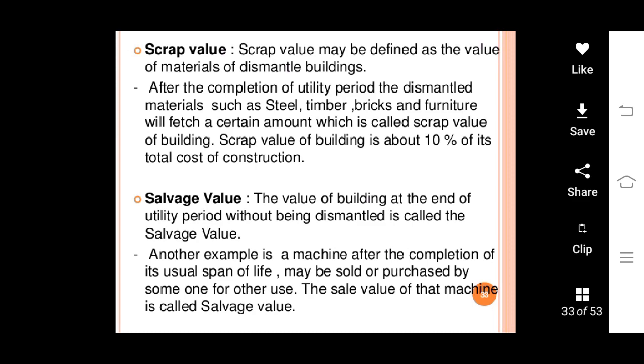There is a slight difference between scrap value and salvage value. In salvage value, the machine may be in working condition for the other person, but in scrap value, the fruitful life or utility period of that particular equipment is over, it is of no use, and it is sold after dismantling totally.